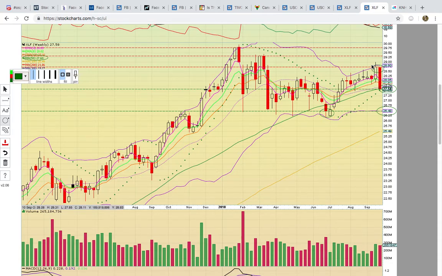To get moving higher, it's going to have to break above this 2875 resistance zone. That was the high close from back here in September. Okay, we'll see how October works out for the financials.